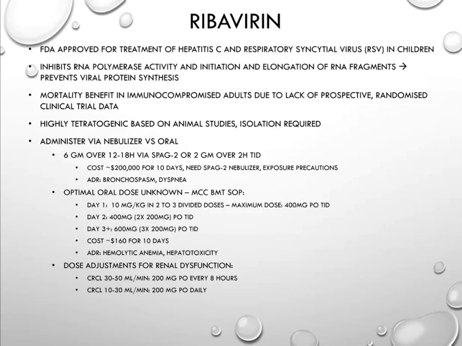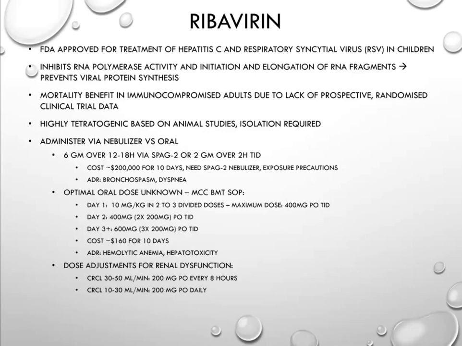Then a wrap up with Ribavirin. As you know, Ribavirin is FDA approved for treatment of hepatitis C and RSV in children. It inhibits RNA polymerase activity and also inhibits the initiation and elongation of RNA fragments. This prevents viral protein synthesis. The mortality benefit in immunocompromised adults is unclear due to lack of prospective randomized clinical trial data. We do know that it's highly teratogenic based on animal studies, and isolation is required for nebulized therapy.